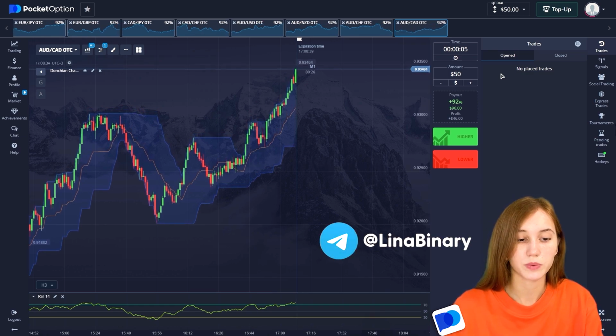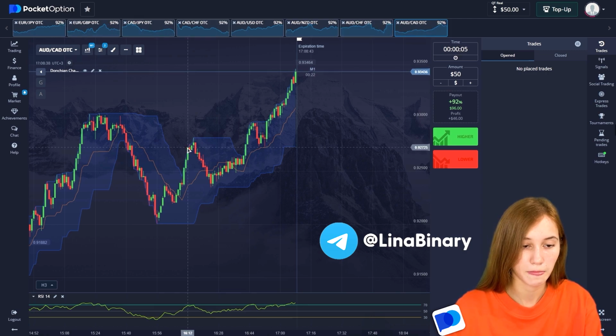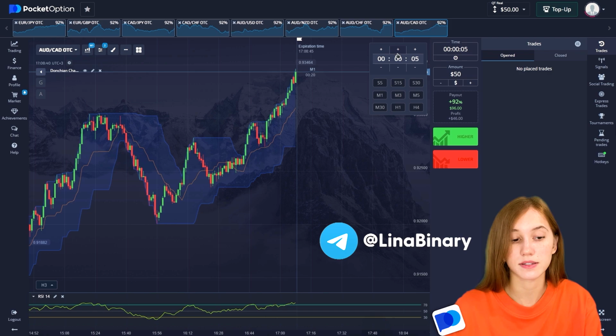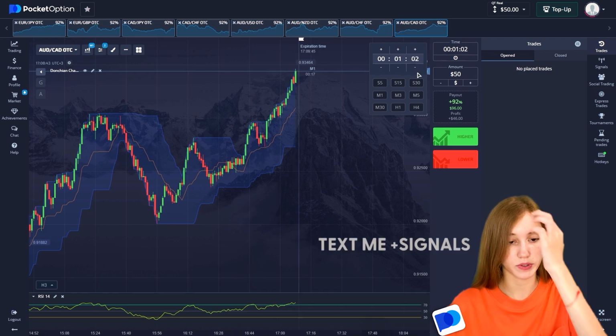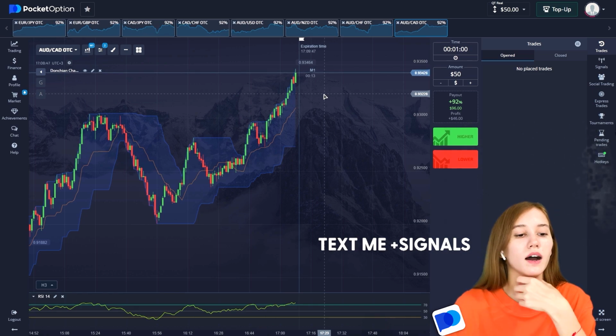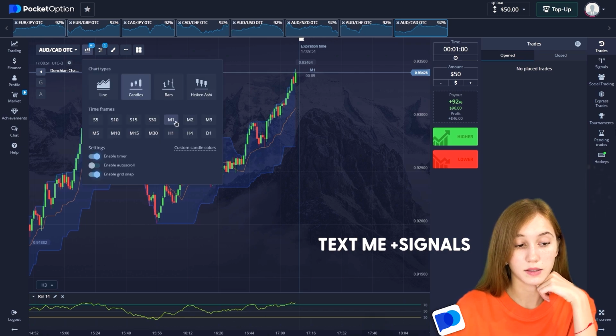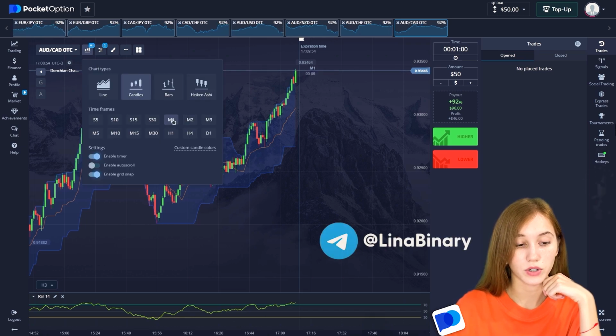After which we choose what time our deal will be. I take minutes, because this is the optimal time for one trade for the video. After that, I choose the minute time frame on our chart, in the settings of our chart.